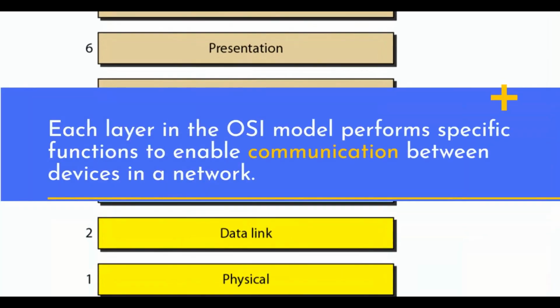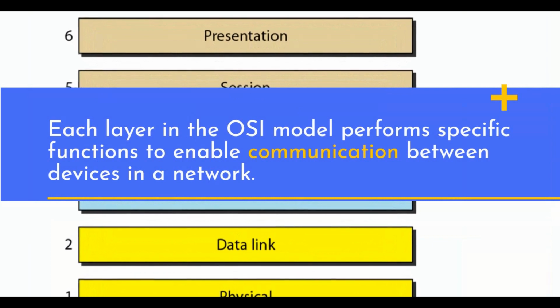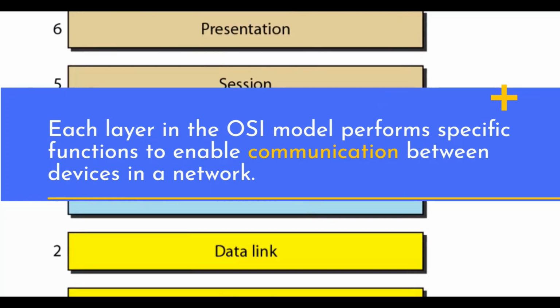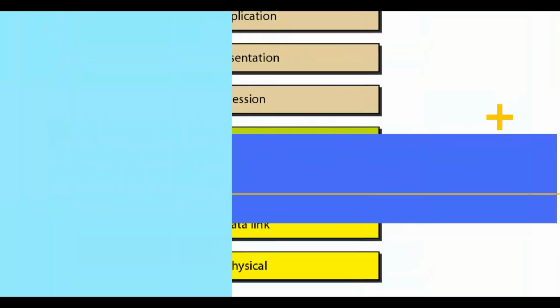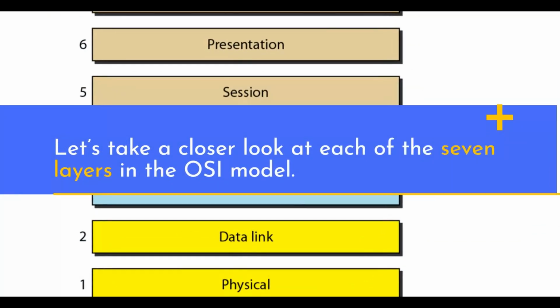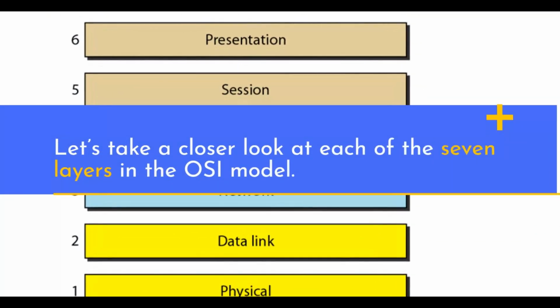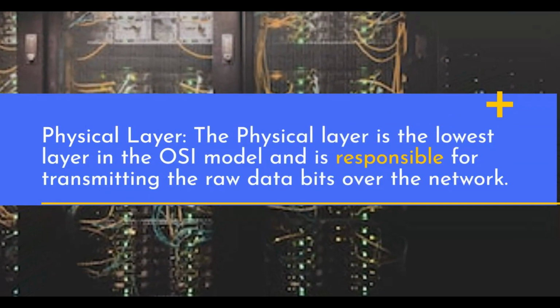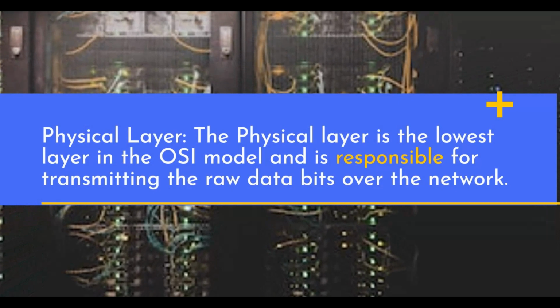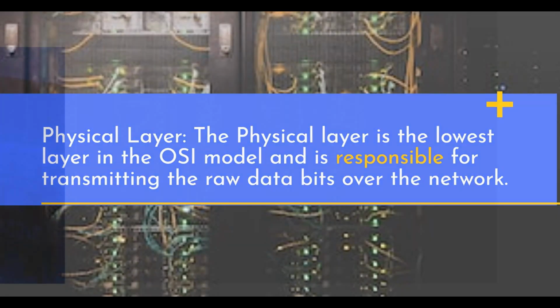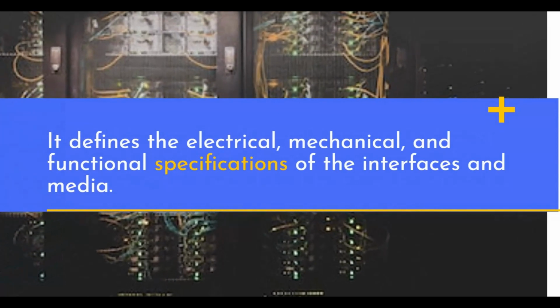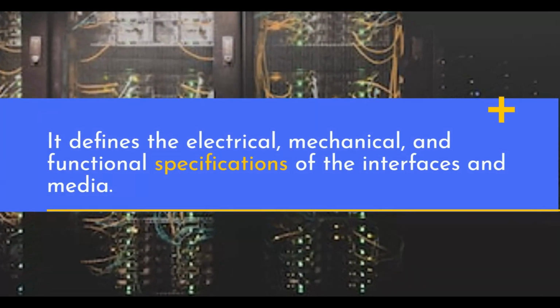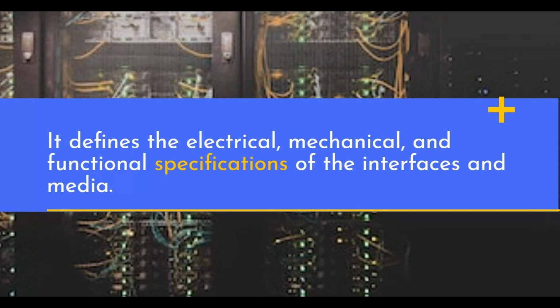Each layer in the OSI model performs specific functions to enable communication between devices in a network. Let's take a closer look at each of the 7 layers in the OSI model. Physical layer. The physical layer is the lowest layer in the OSI model and it is responsible for transmitting the raw data bits over the network. It defines the electrical, mechanical, and functional specifications of the interfaces and media. This layer includes physical connectors, cables, and other networking hardware.